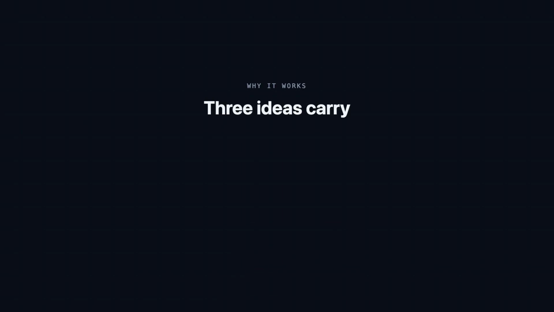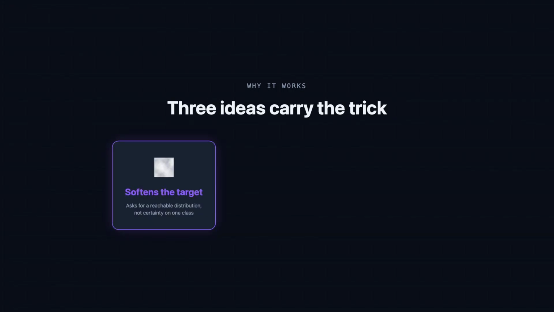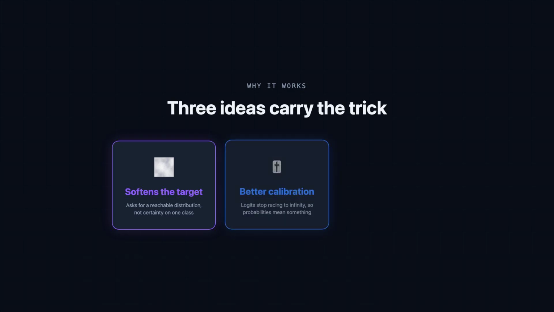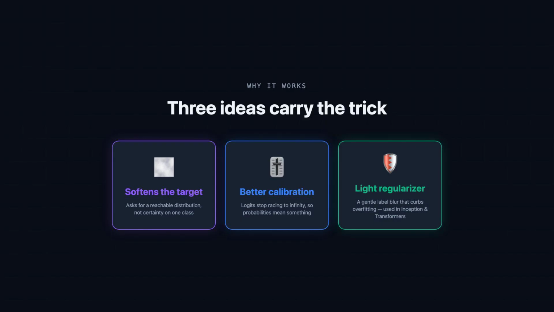Now, why does such a small tweak earn its place in so many famous architectures? Three ideas carry it. It softens the hard target. Instead of demanding certainty on one class and 0 on the rest, it asks for a realistic distribution the model can actually reach without going to extremes. Because the logits no longer race to infinity, the model becomes less overconfident and far better calibrated. Its stated probabilities start lining up with how often it's actually right, and it acts as a light regularizer.